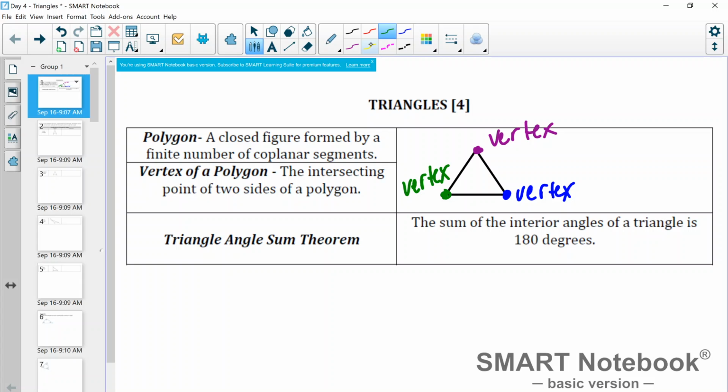And the triangle sum theorem states, if I add up all the angles inside a triangle, I'm going to get 180 degrees. So we have 1, 2, 3 different angles here. So if I were to add up those three angles, I'm going to get 180 degrees.